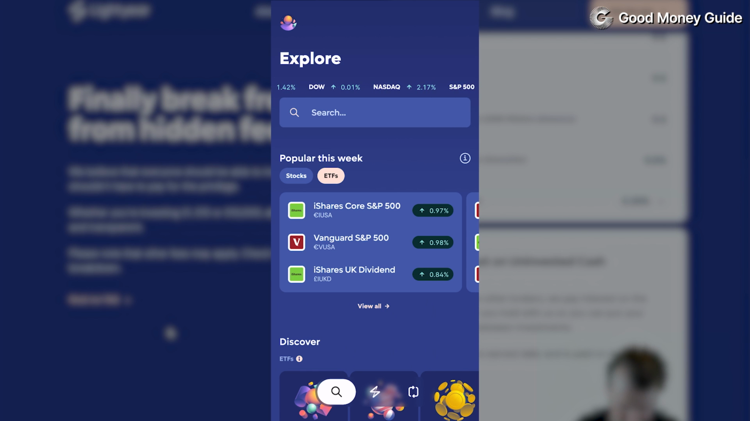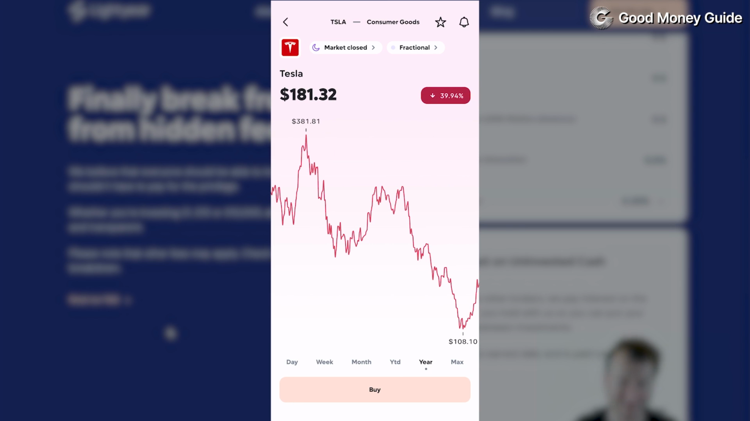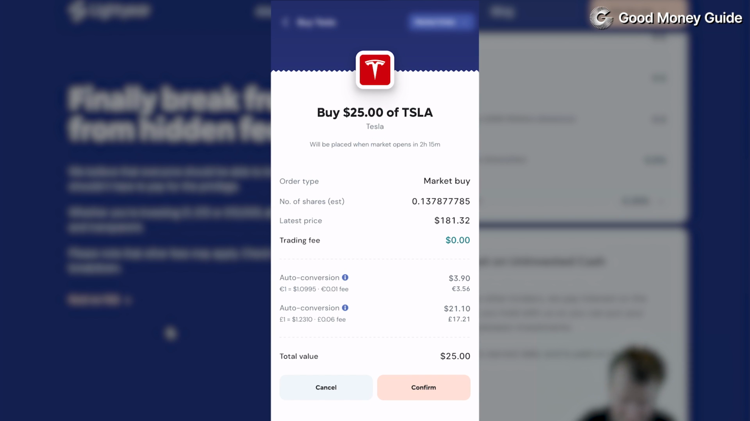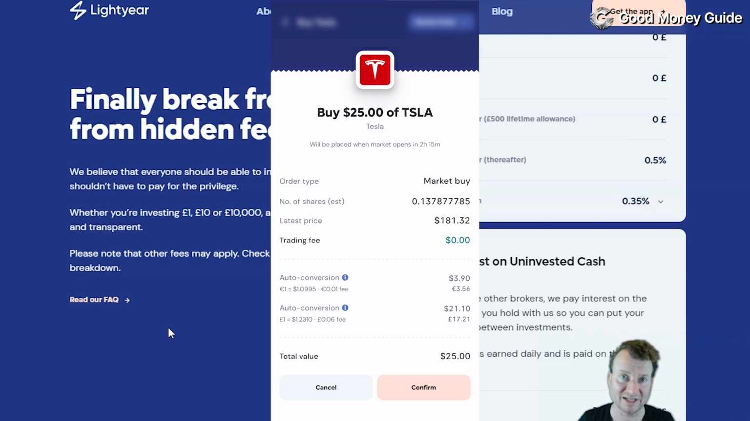And for example, you can't afford an entire Tesla share, which is $181. The market's closed at the moment, but you can buy, say, $25 worth of it. How much have we got in our account? We've got £43 at the moment, so obviously we can't buy $181 worth of shares, but if we just wanted to buy $25 worth of Tesla, you can put that in the market and it will break it down as a fractional order, so you just buy a fraction of some Tesla shares, or $25 worth, rather than a share amount. So it's quite good for us small investors to get access to the market.